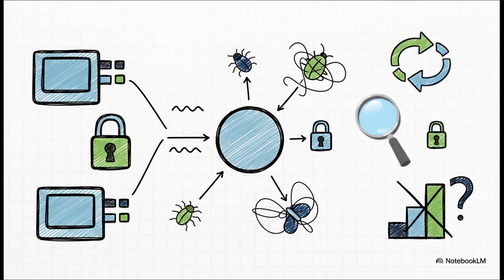And the number one rule for winning on this battlefield is called mutual exclusion. The idea is so simple, but it's incredibly powerful. Only one process is allowed inside that critical section at a time. One in, one out. Period. But okay, how do you actually enforce a rule like that?